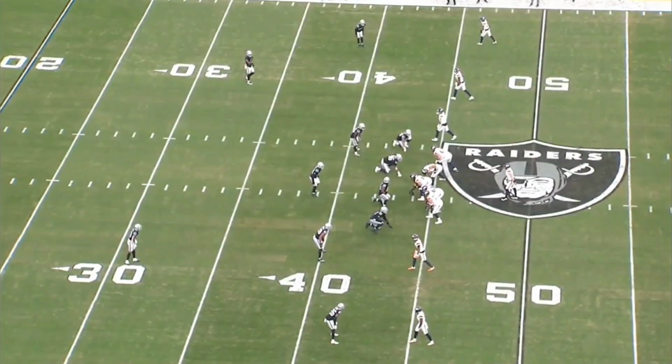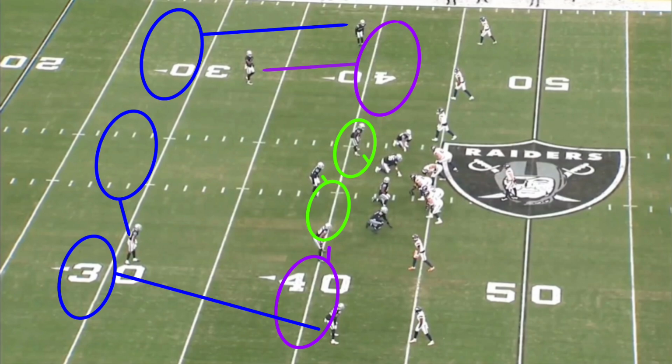In this particular example, we're going to see a cover 3 set of zone. This means that there are 3 zones over the top and 4 underneath. To accomplish this, we're going to have one of the safeties roll down into the flats.